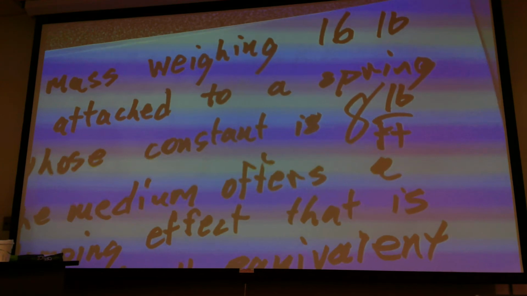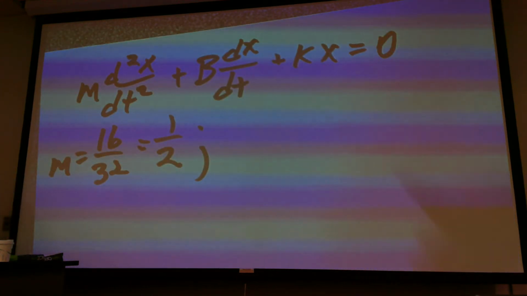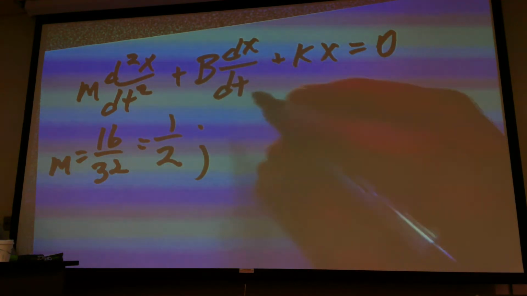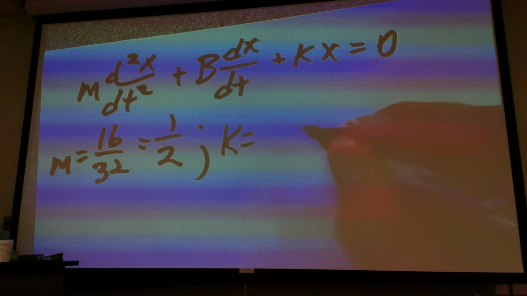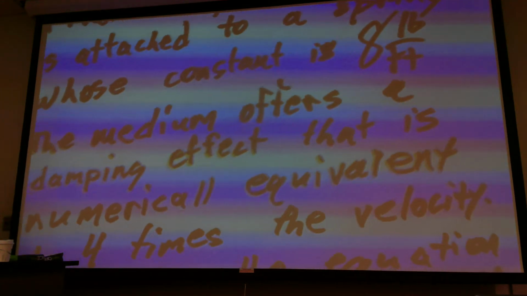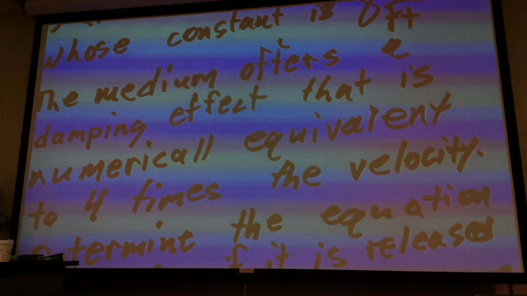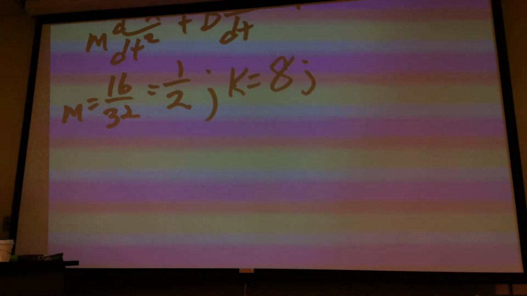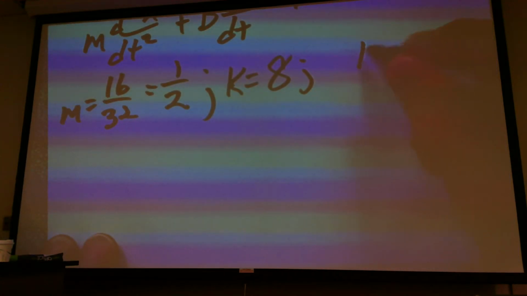Whose constant is 8 pounds per foot, so we don't have to divide by anything. We're just going to say k is going to equal 8. And then the next part of the problem says the medium offers a damping effect that is numerically equivalent to 4 times the velocity. So that's our beta. So beta is going to equal 4.